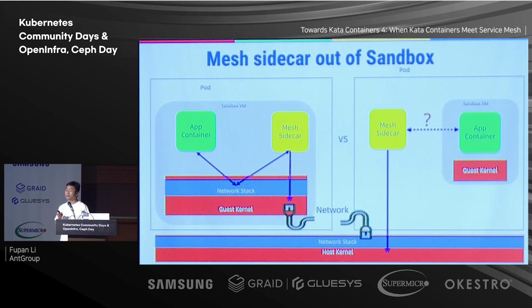So if we move the service mesh sidecar out of the VM, how does the sidecar communicate with the application container? Before we moved it out of the VM, they were both in the VM, and they communicated with each other through the network stack. We all know the service mesh uses iptables rules to hijack the data flows in the guest. Thus, if we move them out of the VM, how does the sidecar hijack those network data? And how do we make them exchange data between the application and the service mesh?